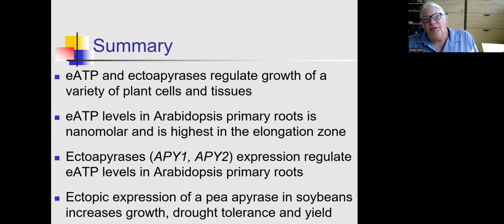So in summary, what I hope is the takeaway from my presentation is that extracellular ATP and ectoapyrases regulate growth of a variety of plant cells and tissues, that the extracellular ATP levels in Arabidopsis primary roots is nanomolar and is highest in the elongation zone, that the ectoapyrases in Arabidopsis, APY1 and APY2, their expression regulates the level of extracellular ATP in Arabidopsis primary roots. And lastly, that ectopic expression of a apyrase in soybeans increases growth, drought tolerance, and yield.